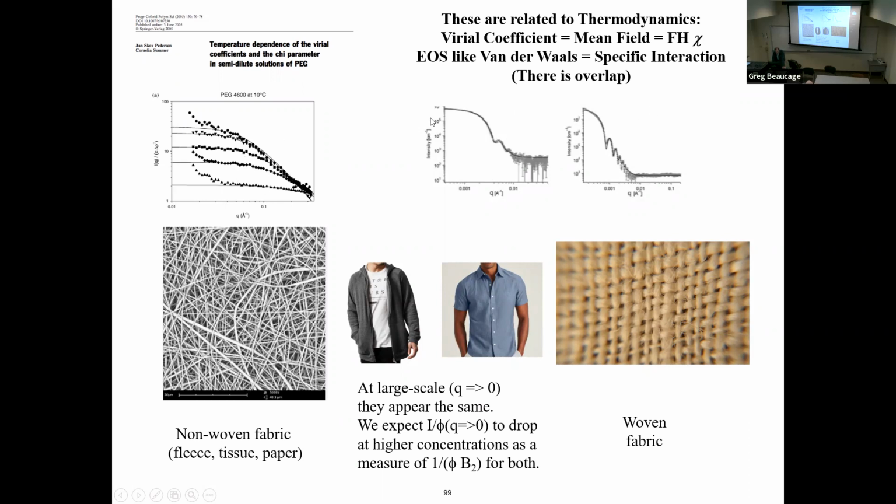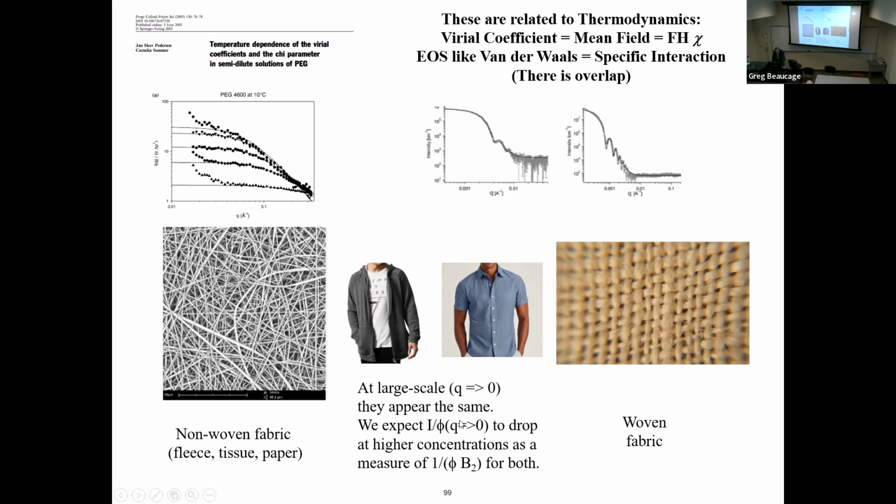At high Q, at low Q, if you plot intensity divided by C, that's going to drop as the concentration goes up if the things are miscible. And from that, you can get a B2 from this system or from that system, as long as you extrapolate to 0Q. So 0Q means, look at the shirt, can you tell from far away whether it's woven? Is it like a t-shirt that's woven, or is it like fleece? You can't tell, right?